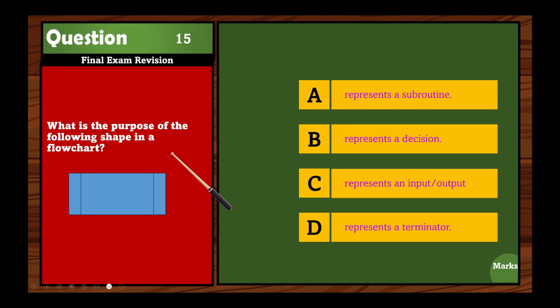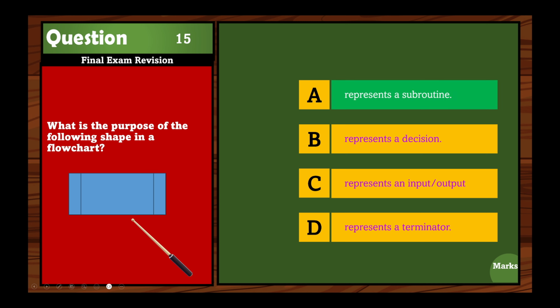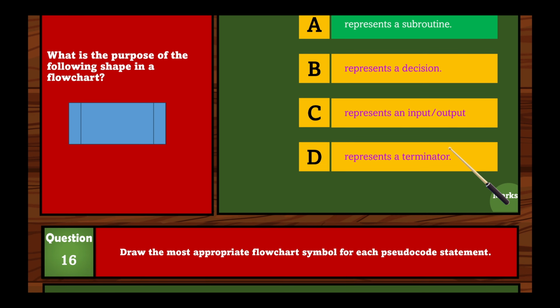Okay, question number 15. What is the purpose of the following shape in the flowchart? Option A is represent a subroutine, option B represent a decision, option C represent an input output, and option D represent a terminator. So we know this is not the terminator shape, this is not the input output shape, also it's not the decision shape. So the correct answer is option A. This shape is used to represent a subroutine.